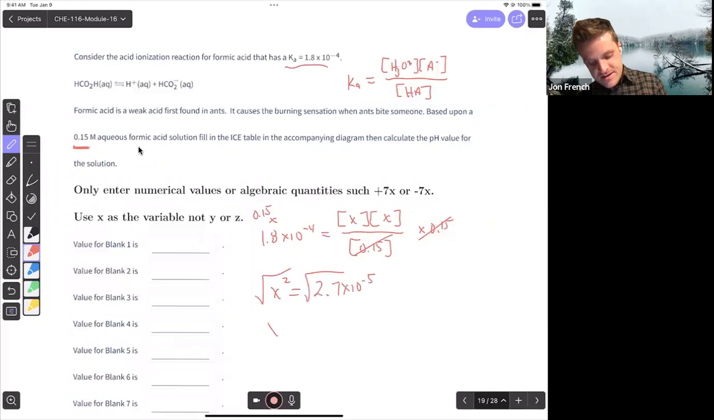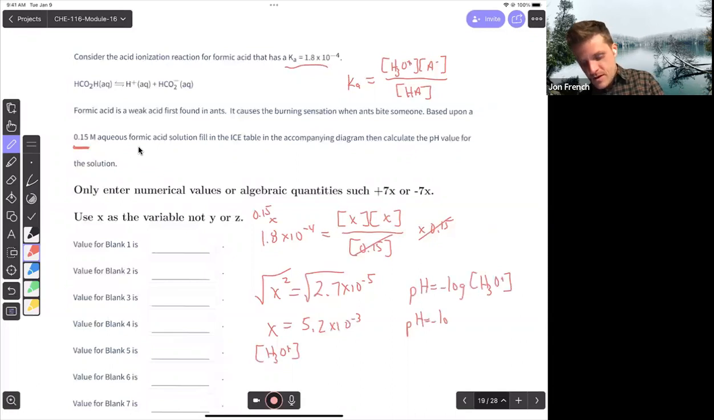Take the square root of that to get X. So the square root is 5.2 times 10 to the minus 3. What is X? X is our hydronium concentration. So the last step is to find pH. pH is the negative log of my hydronium concentration. So pH is the negative log of 5.2 times 10 to the minus 3. pH equals negative log, 2.28 for my pH.